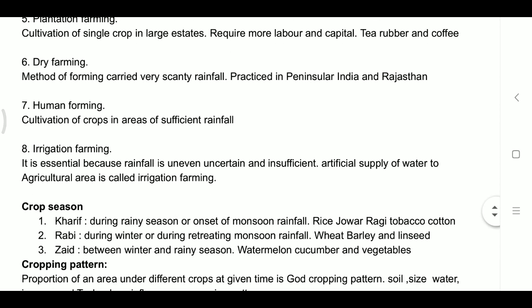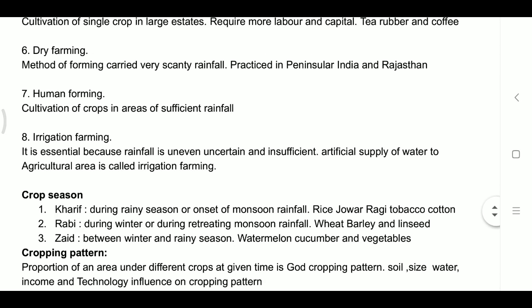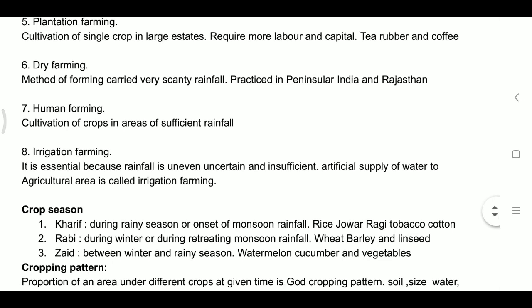Dry farming. Dry farming is nothing but cultivation of land depending on rainfall. Where there is scanty rainfall, there is dry farming, practiced in peninsular India and Rajasthan. Where there is scanty rainfall, there is the practice of dry farming.